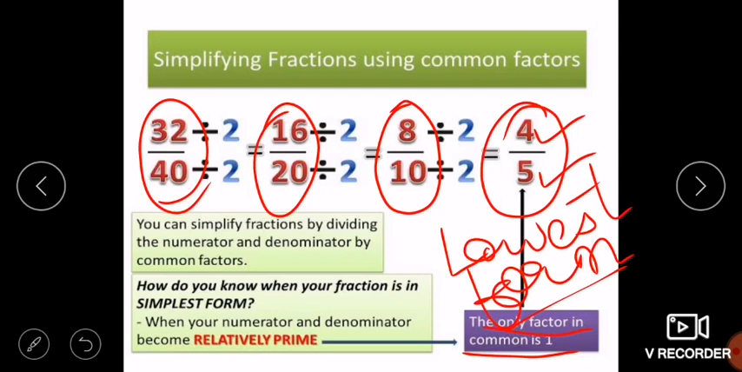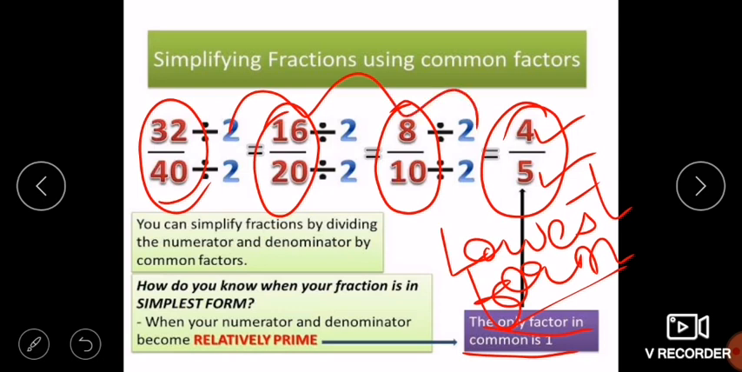Now you can simplify a fraction by dividing the numerator and denominator by the common factor. And how do you know when your fraction is in simplest form? By comparing the numerator and denominator, whether their common factor is 1 or not. So you will be able to know that the fraction is in its lowest form. Now here the question is, sometimes the children were asking, ma'am, why have we divided by 2, 2 and 2?